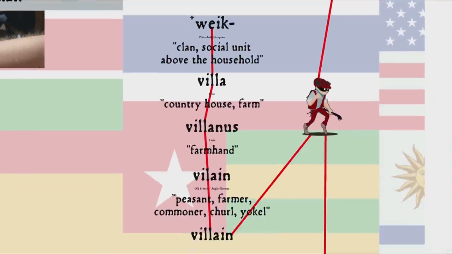Another example of this bias is with the word villain, which originally came from the Latin word villa, country house, farm, traceable back to the PIE root weik, clan, social unit above the household, which produced the medieval Latin word villanus, farmhand, which came into Old French and Anglo-French as villein, peasant, farmer, commoner, churl, yokel, think basically villager, also related, and went in English from meaning base or low-born rustic to its modern sense of scoundrel or criminal.